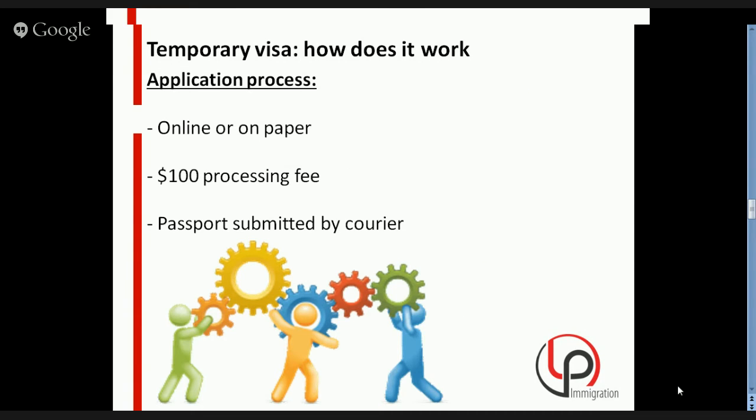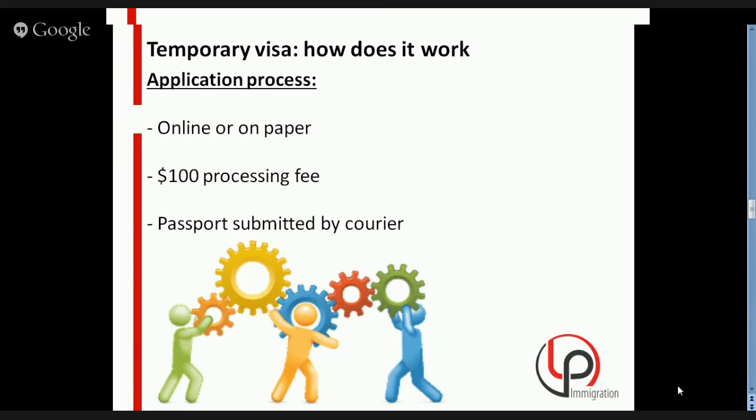To apply for a TRV, you may choose from 2 options, of course. Apply online or apply on paper. Several years ago, the paper-based process was the only way to apply for a visa, but today most applications are filed electronically through the official website of Citizenship and Immigration Canada.